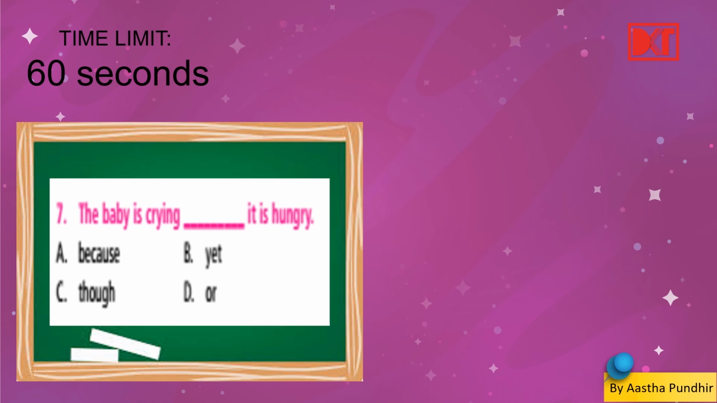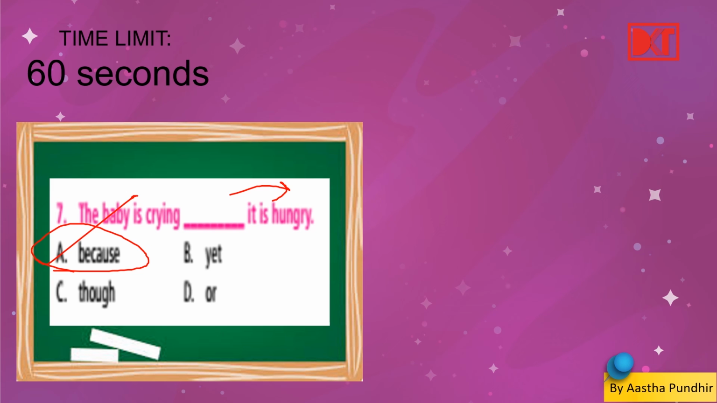We have: the baby is crying, dash, it is hungry. Because it is hungry, yet it is hungry, though it is hungry, or it is hungry. Here the correct answer is A, because. Pretty easy. Why because? Because you're talking about a reason. Okay, the baby is crying. Why? Because it is hungry. So we're talking about a reason.